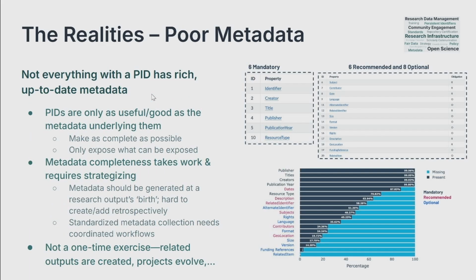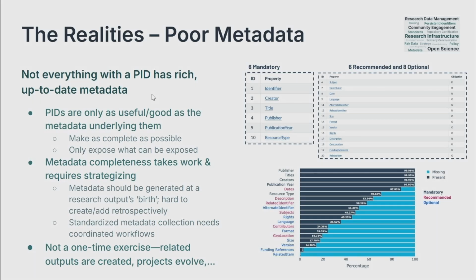Poor metadata is a reality. Not everything with a PID has rich, up-to-date metadata. PIDs really are only as useful as the metadata underlying them. That needs to be as complete as possible, but only exposing what can be exposed. But metadata completeness takes work. It requires some level of strategizing.